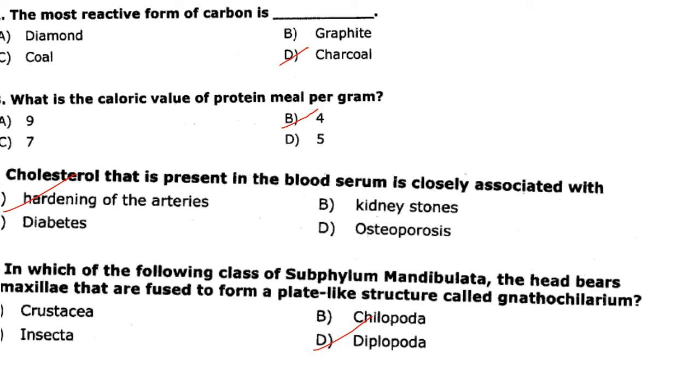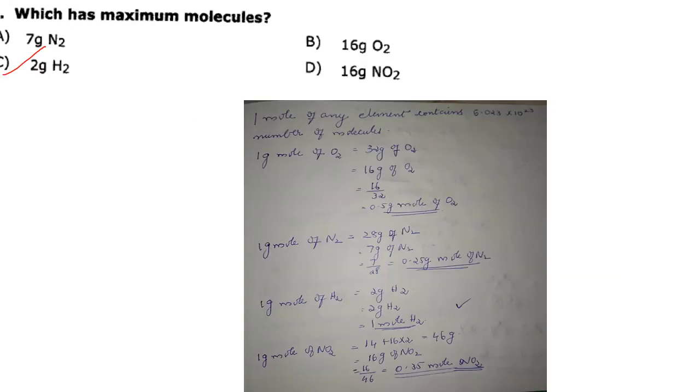In which of the following class of subphylum Mandibulata the head bears maxillae that are fused to form a plate-like structure called the gnathochilarium? That is in the case of option D, that is Diplopoda. Then which has maximum number of molecules? So 1 mole of any element contains 6.023 into 10 raised to 23 number of molecules. So that is the Avogadro number.